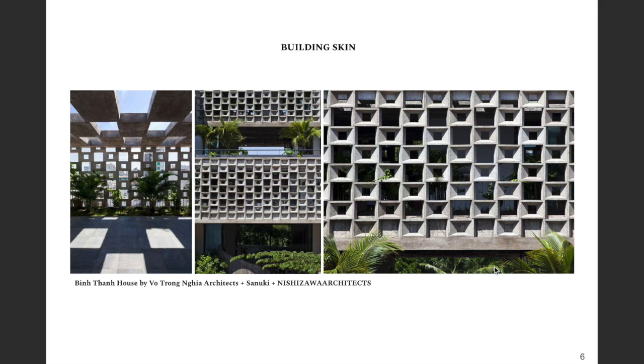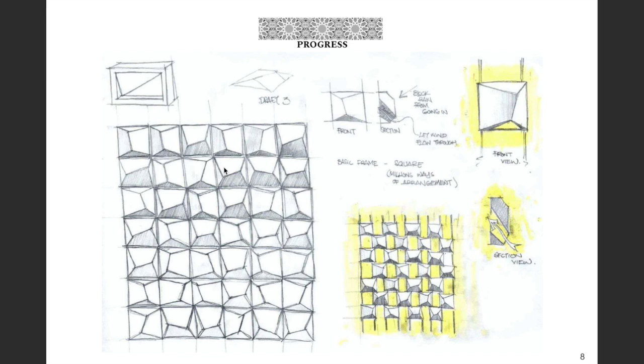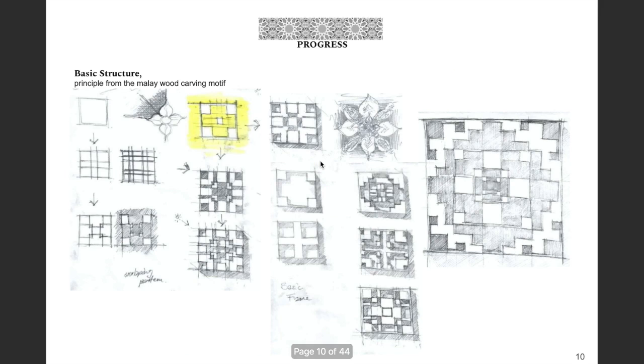Next will be my take on the building scheme, where I've chosen a concrete ventilation block, which allows the air to flow through, and it protects the user and the building from the harsh weather and also the heavy rain. So here are some of the progress designs, and this is my take on playing with the scale, where the user can sit inside and read. And then here are some of the shapes that I followed.